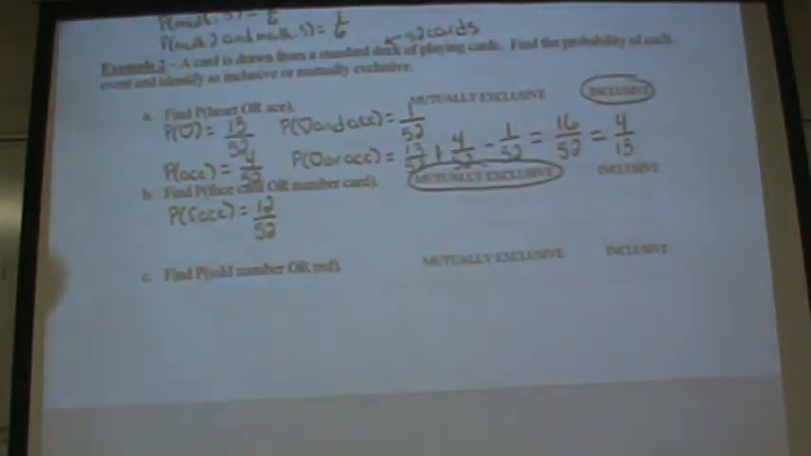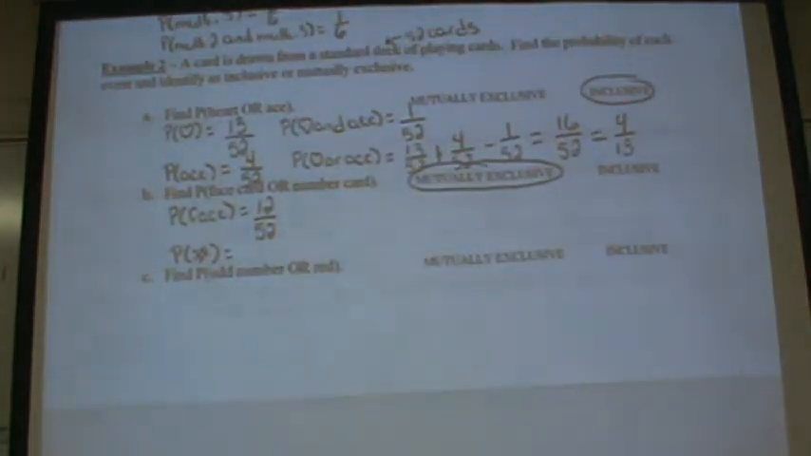So you have 3 different face cards for each suit. There are 4 different suits in cards. So 4 times 3 is 12. So we have 12 different face cards. So you have a 12 out of 52 chance of getting a face card.